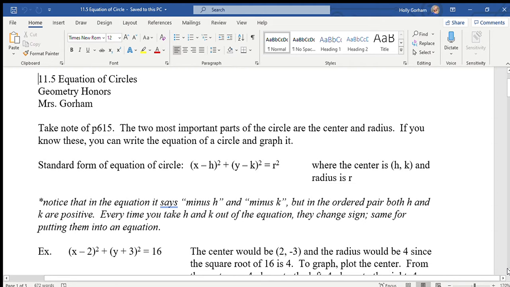Every time you take the h and the k out of the equation or put it back in, the h and k are going to change signs. So you'll see in the examples as we go along how that works.